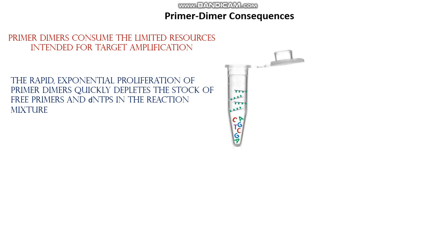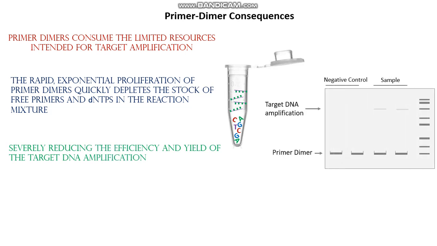and because of that, it reduces the stock of the primers, dNTPs and other reaction mixture. This is why you will not get the actual yield of the target DNA amplification. In some cases you won't get any amplification. As you see in this schematic diagram, in the sample group you get a very faint band, but in some cases you won't get any amplification.